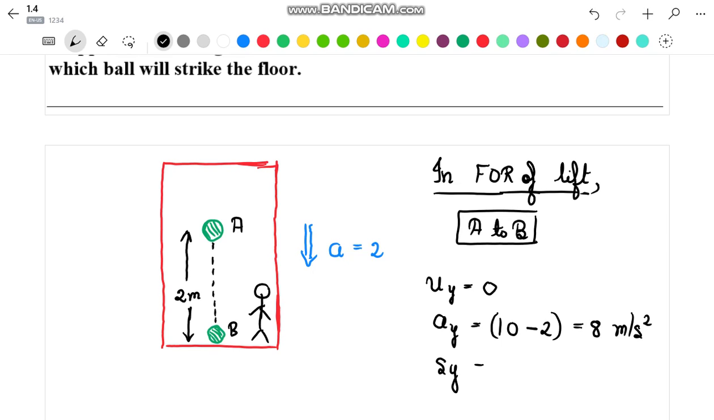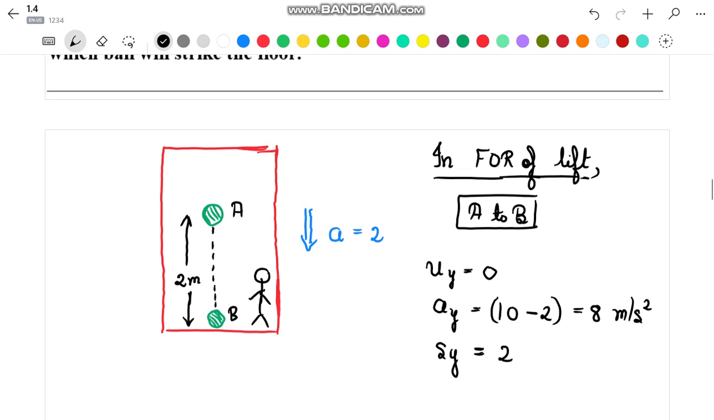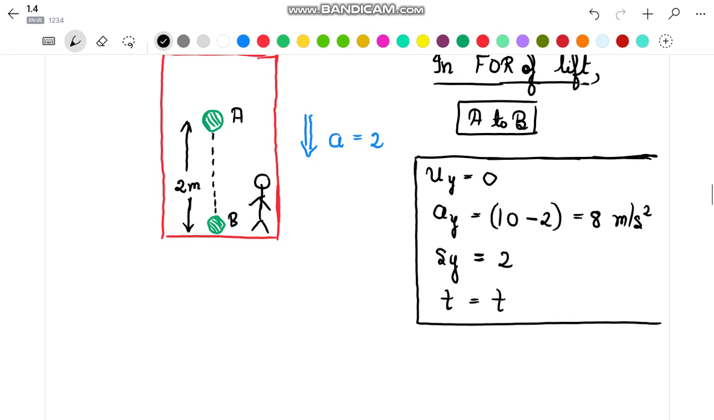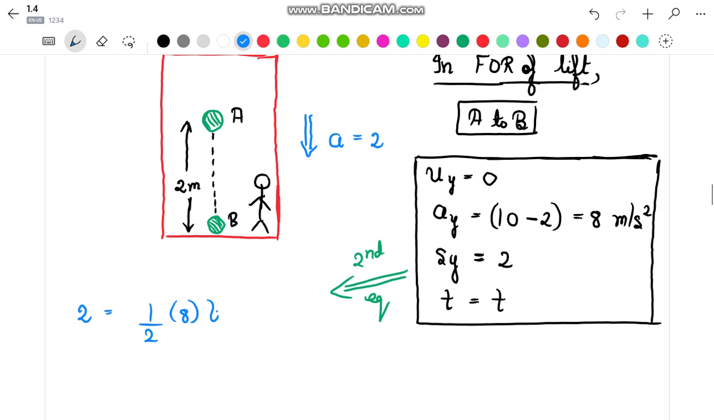Now relative distance that needs to be traveled along y direction for this particular ball is 2, and we have to find the time at which ball will strike the floor. So now I have all the required variables which are needed to solve this particular problem, and with the help of all these variables I can now simply apply equation number 2, or second equation, which will give me the result as s is equals to uyt, which is 0 plus half a t square.